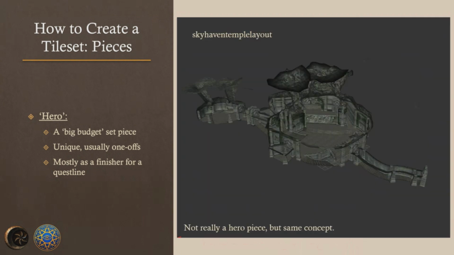Okay, so this one is not really a hero piece, but I still kind of consider it a hero piece. This is the entirety of Skyhaven Temple. It might come as a surprise to you. It's just one freaking NIF. Just one NIF. It's one 3D model, which is totally dumb. It's missing some things, of course, like the altar here that comes out, or the table. Some clutter, obviously.